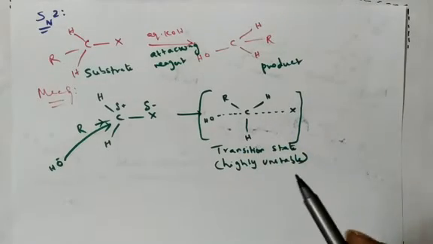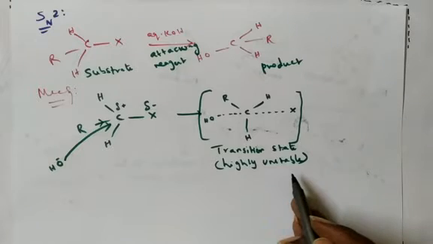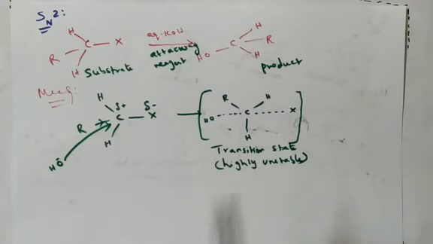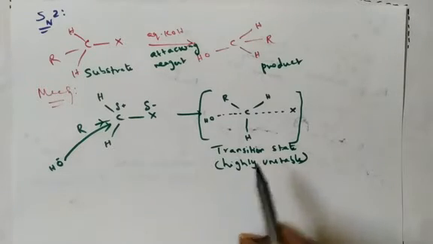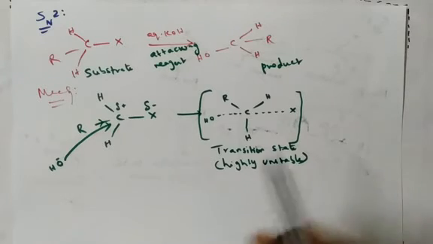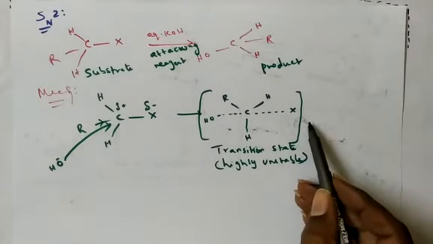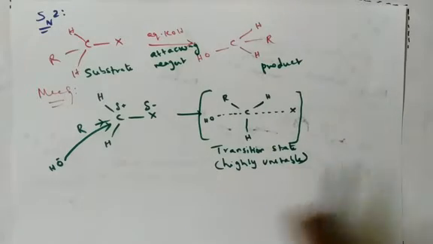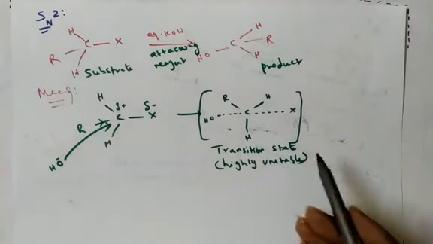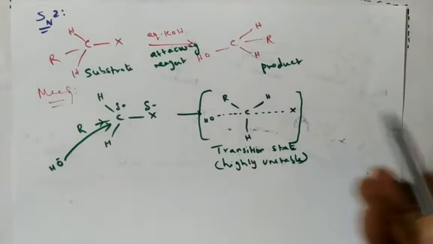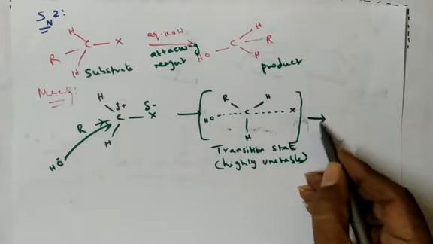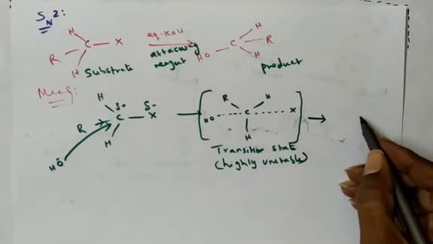In SN1 we got an intermediate, and here we got a transition state. What is the difference between the intermediate and the transition state? Both are unstable species, but the transition state is much more unstable than an intermediate. So from the transition state to the product, we do not consider a separate step. This is a single step process, because the transition state is highly unstable. The moment it is formed, it immediately decomposes to give the product. So this transition state gives a product like this.